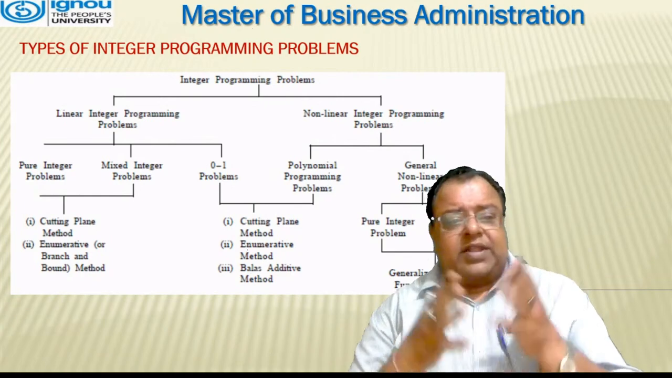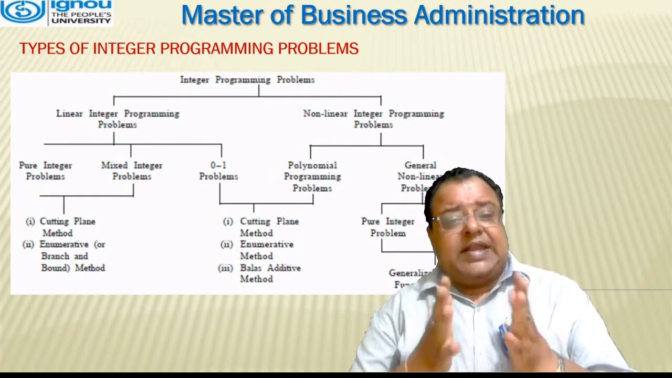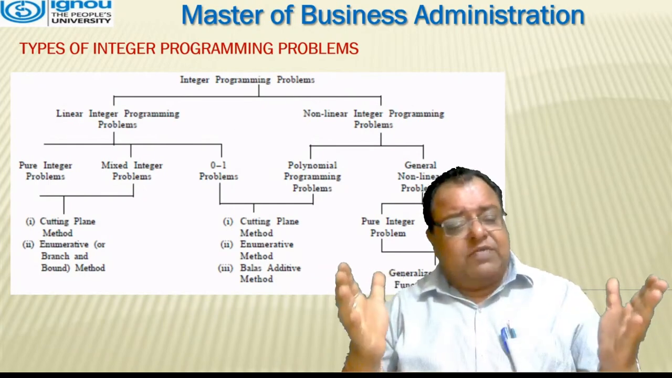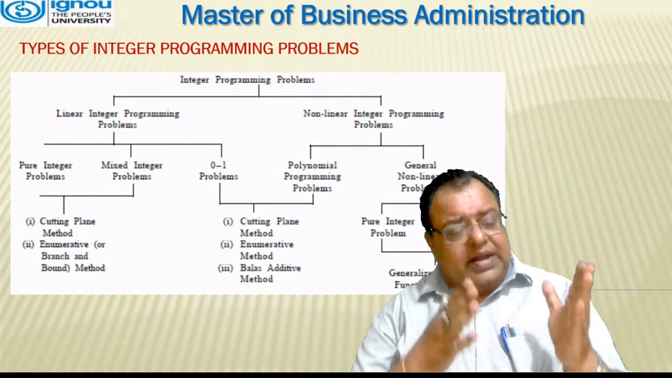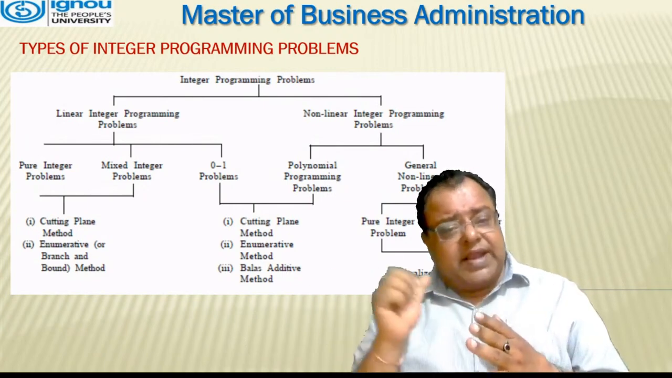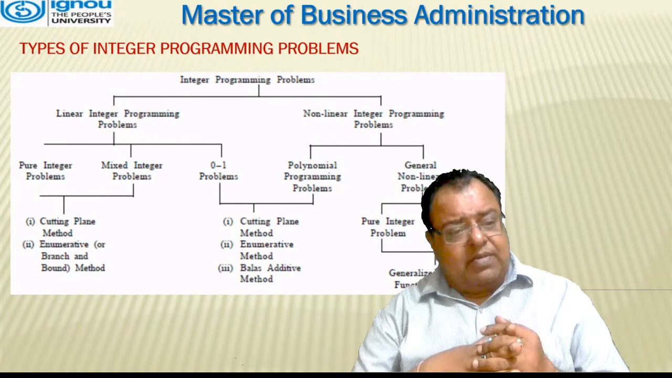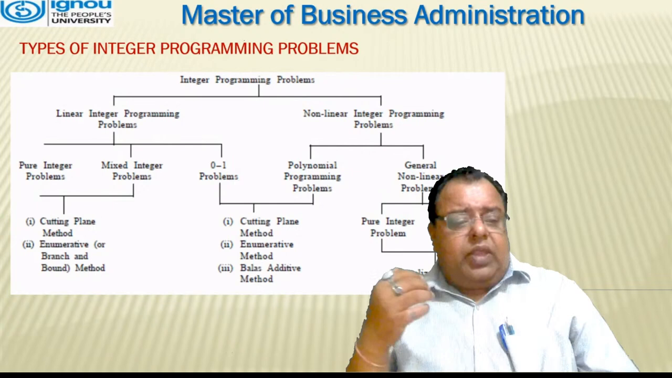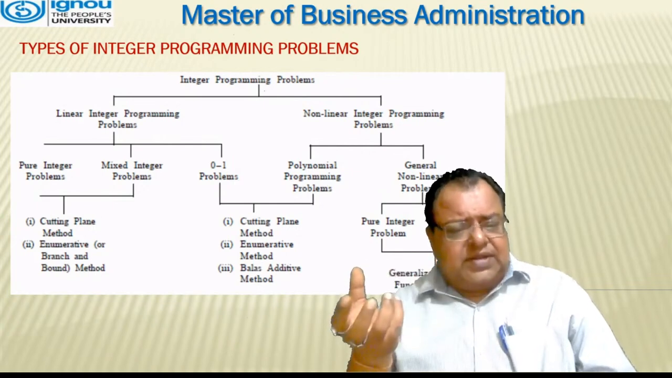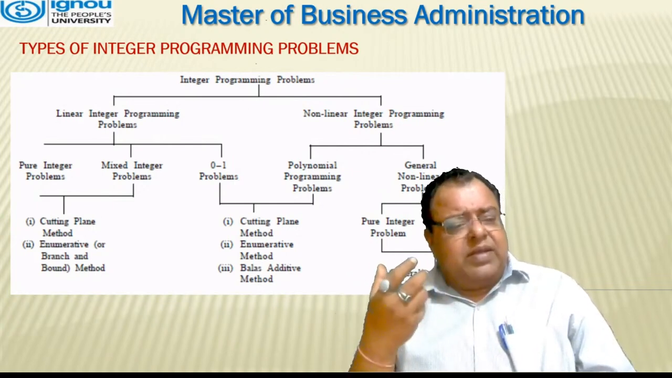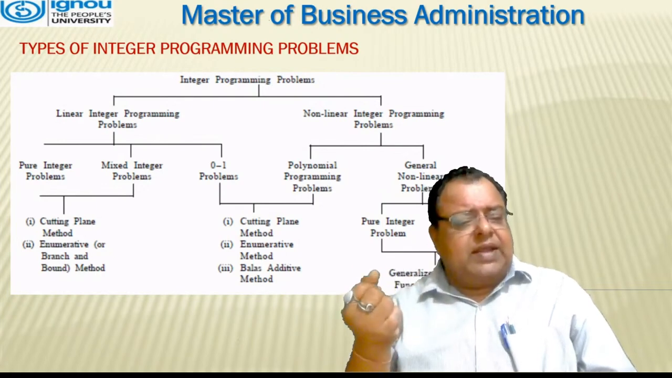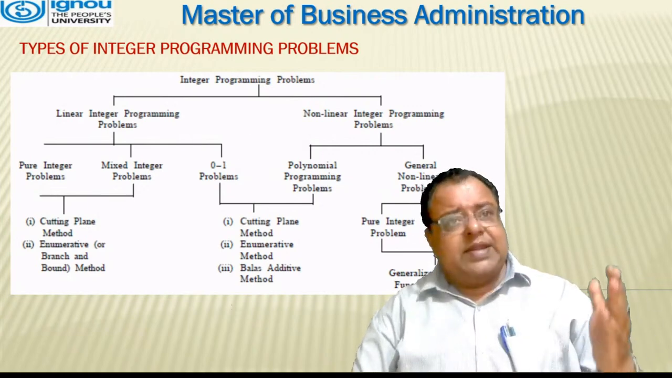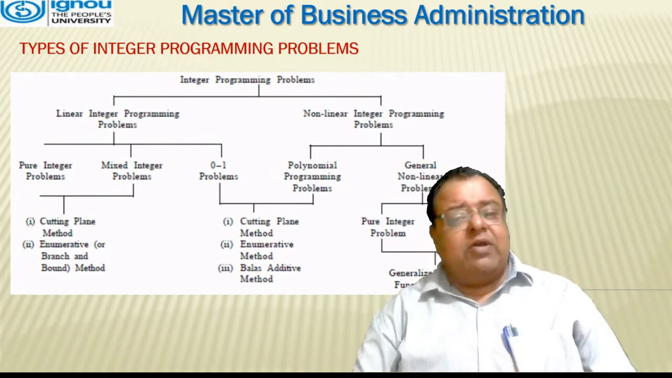We can see the different types of integer programming problems. It is divided, first of all, into two problems, that is linear integer programming problems, and the second one is non-linear integer programming problems. They are further divided, and we have different methods of solving integer programming. Normally we apply the cutting plane method because it is applicable both in linear integer programming as well as in non-linear integer programming.